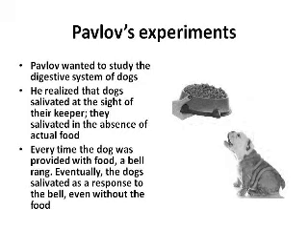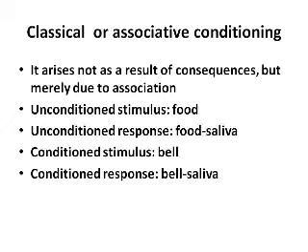This process was eventually called classical or associative conditioning. The dog is conditioned through these experiments to salivate not at the sight of food, but at the hearing of a bell. Now, it's not natural for a dog to do that. If you take street dogs and you ring a bell, they will not salivate. But if you take those dogs and you provide them food for a number of trials, and every time you give them food, you ring the bell, eventually the dog will be conditioned to salivate at the sound of the bell, even in the absence of food. This is called conditioning because it's not a natural response, but you can condition the dog to do that. So classical conditioning arises not as a result of consequences, but merely due to association.